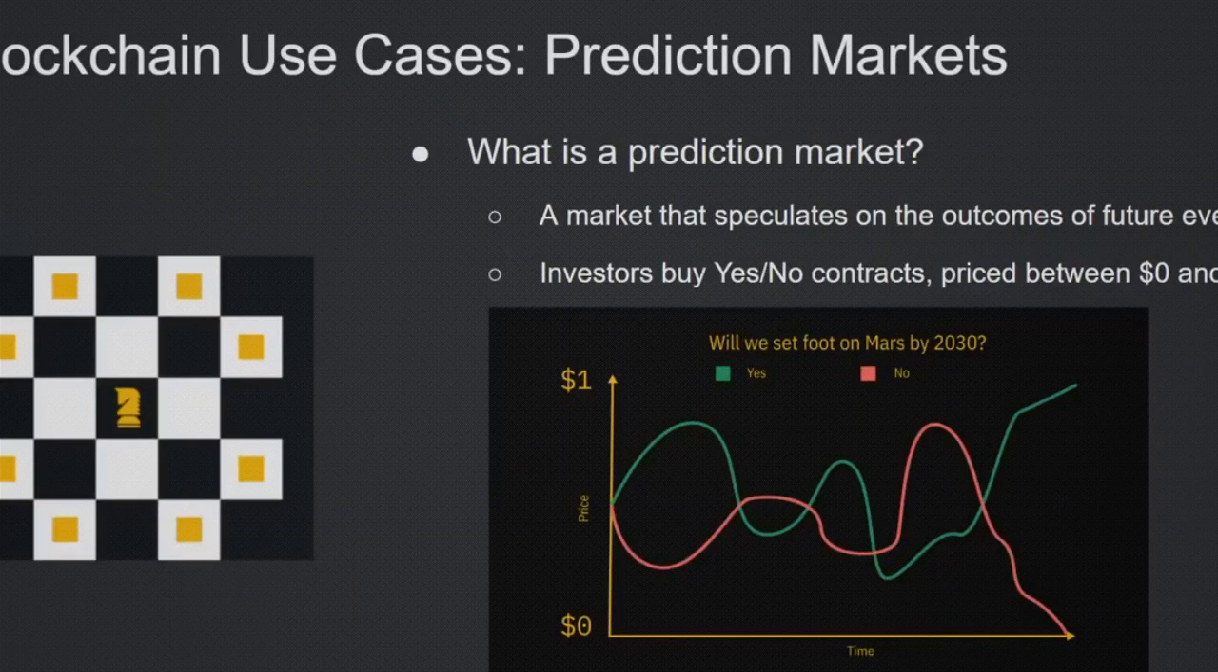I'll be talking to you about the blockchain use case for prediction markets. So let's begin with what a prediction market is. It's a speculative market, just like any other, but it trades on the outcome of future events.